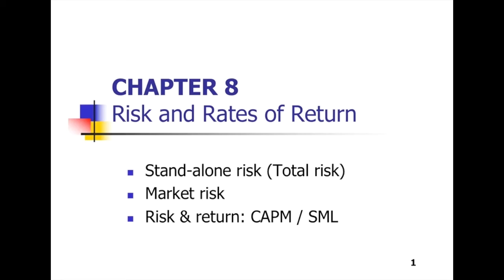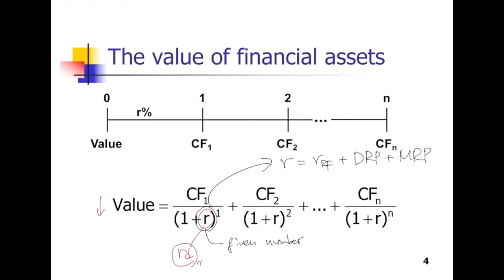Hello everyone. Today we are going to learn the risk and rate of return, especially for stock. Do you remember the relationship between risk and rate of return in bonds? Yeah, we already learned it in the chapter on interest rates. As you can see, the value of a financial asset can be calculated by the present value of all the future cash flow, and in the bond valuation part, this R is calculated by three components: the risk-free rate, default risk premium, and maturity risk premium.